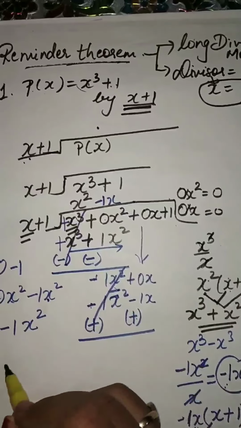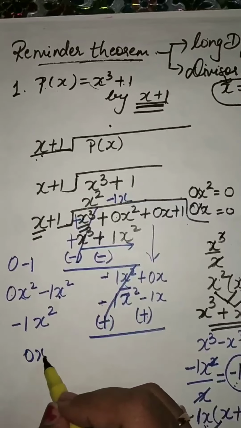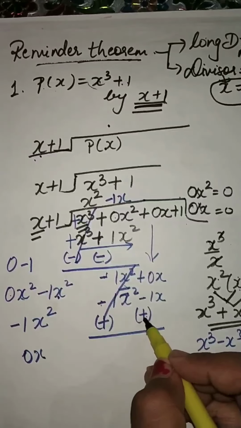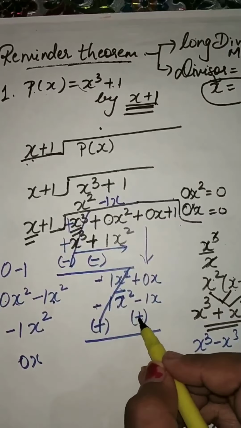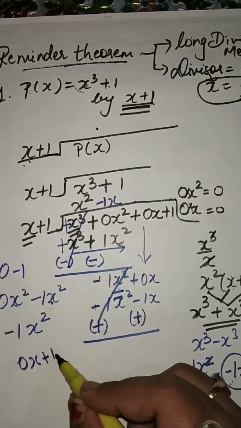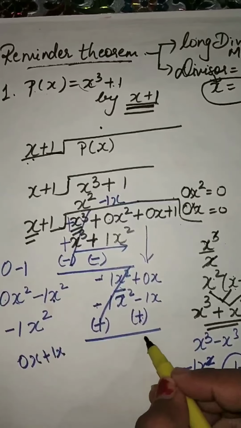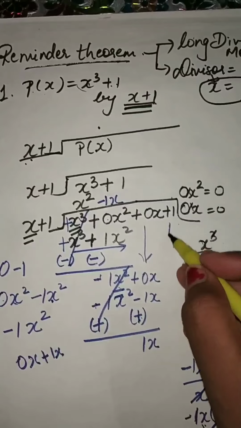0x, and the below sign we have to consider. So it is plus 1 over here, plus 1x. So it will come as 1x over here. Now carry down the last one. What we have? Plus 1.